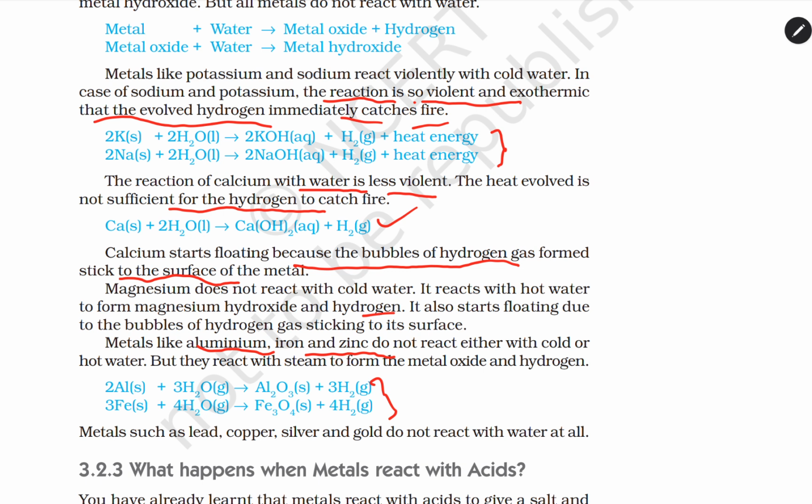See how the difference is coming. So here we need steam. It is mentioned as gaseous form. That means we are taking the water in the gaseous form, that is nothing but steam.